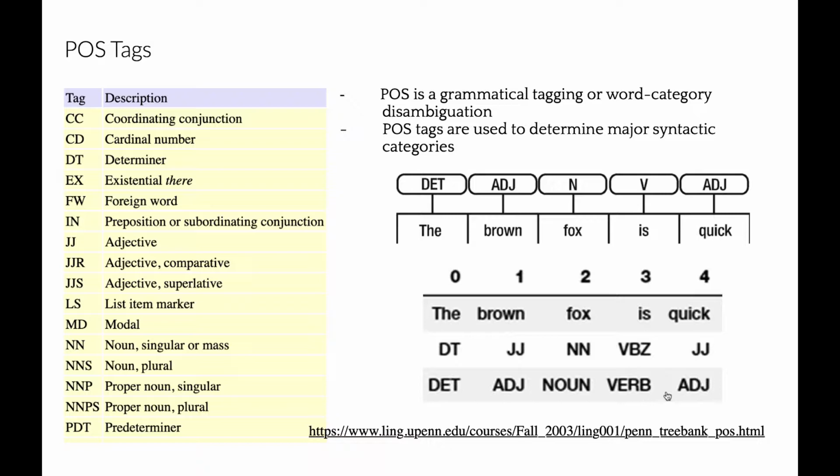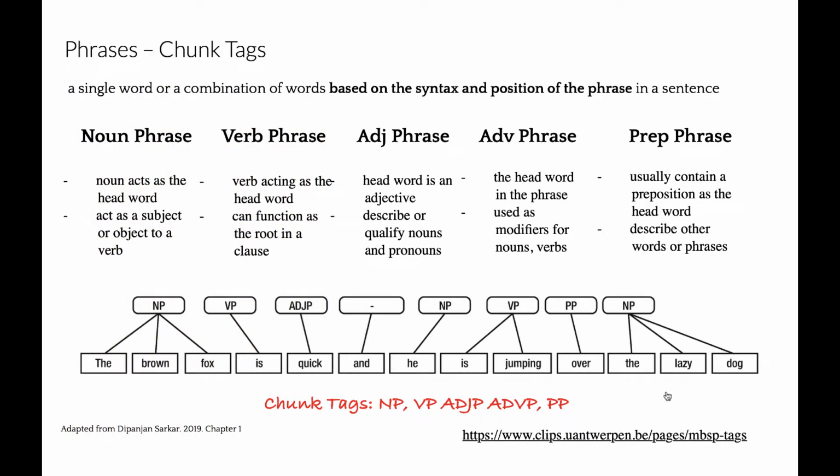Part of speech tagging is the grammatical tagging or word category disambiguation, and it is the process of marking a word in a text with a particular part of speech based on both its definition and context. Note that there are many different conventions for tagging words, for example, Penn Treebank, NLTK, or universal tags. The words can be further combined into phrases, and a phrase can be a single word or a combination of words based on the syntax and position of the phrase in a sentence.